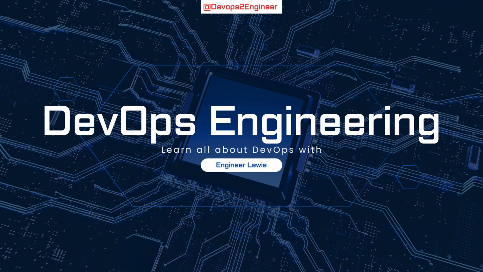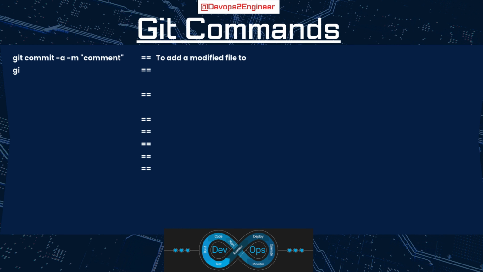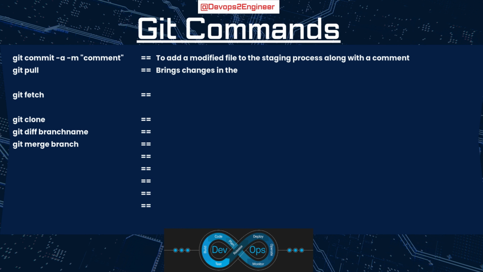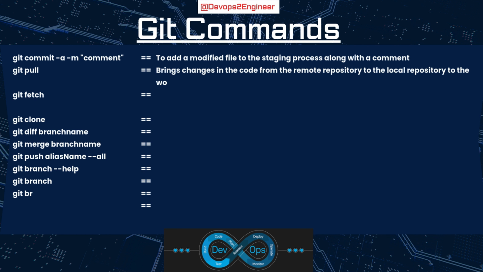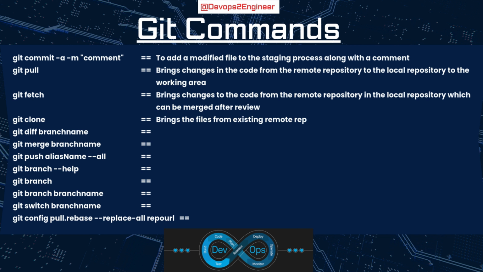In today's video, we're going to be learning more Git commands. Git commit -a -m "comment" adds a modified file to the staging area along with a comment. Git pull brings changes from the remote repository to the local repository.